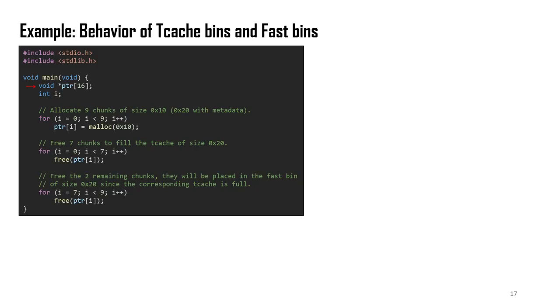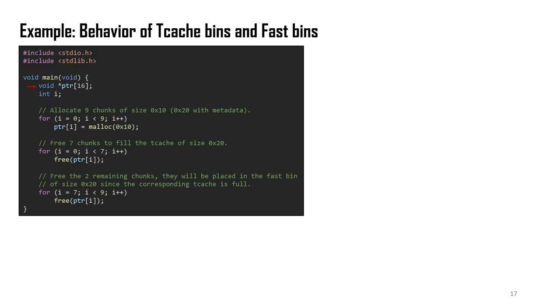So now let's see the behavior of TCache bins and fast bins. Here we have a simple C program that starts by allocating 9 chunks of size hex 10 bytes each, meaning that the chunks will be of size hex 20 bytes because of the heap metadata that we discussed. Next it will free 7 of these allocations. And lastly, it will free the 2 remaining allocations.